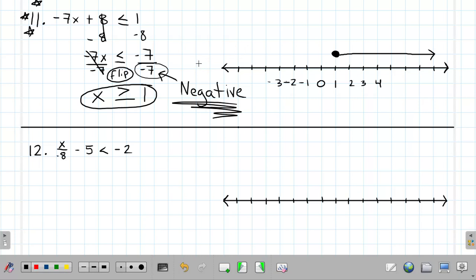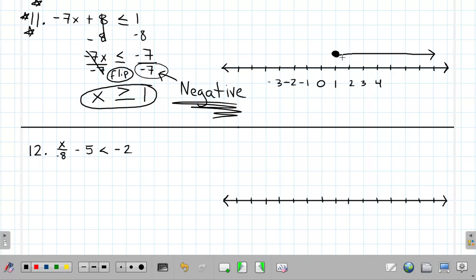Well, we can actually just check a couple numbers here. What if we had 0? 0 is to the left of 1. Negative 7 times 0, 0. 0 plus 8 is 8. 8 is not less than 1. So that means if you were to check it, if you had your arrow to the left, you know something was wrong because 0 isn't an answer.